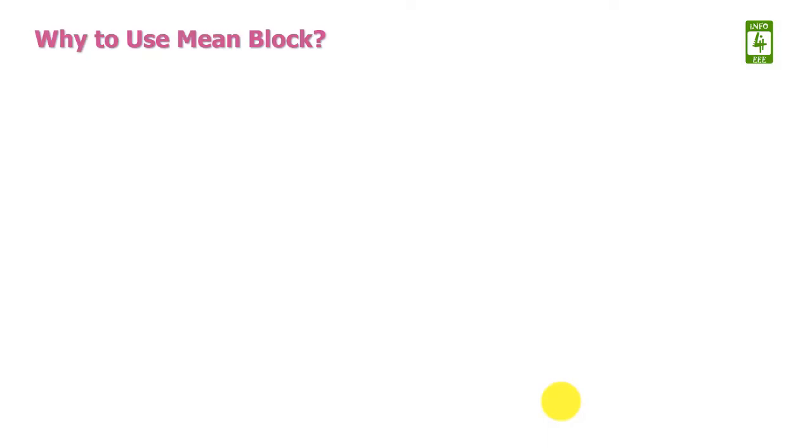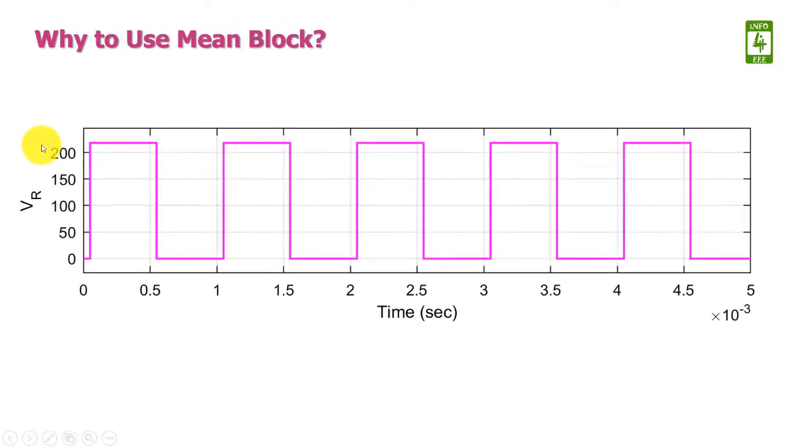First of all, we will discuss why to use the mean block. Suppose we have a voltage VR across a resistive load in the form of a square wave signal, and we want to obtain its average value. It can be obtained with the use of the mean block.